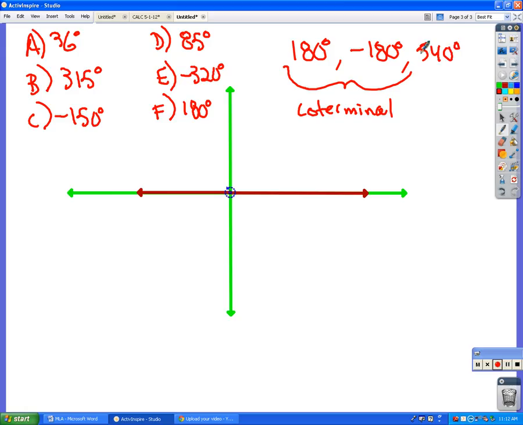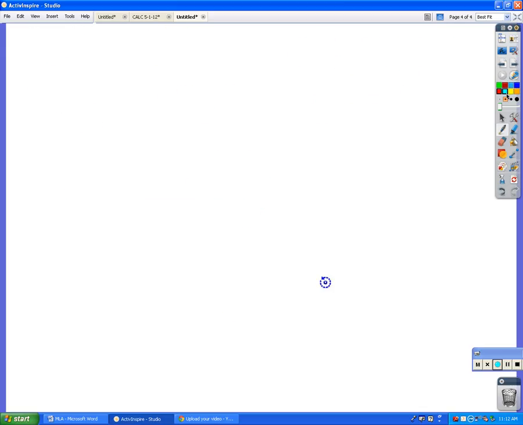So 540 would be this angle if I went all the way around once and then ended up there. You can just keep doing that, and to do that, I would have to add 360 each time. If I keep adding 360, I'm always going to end up in the same place. So there's an infinite number of angles that are coterminal to each other.